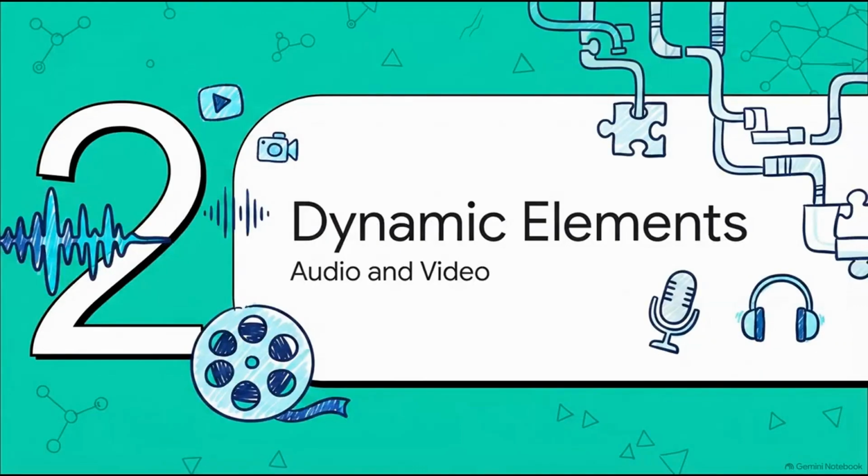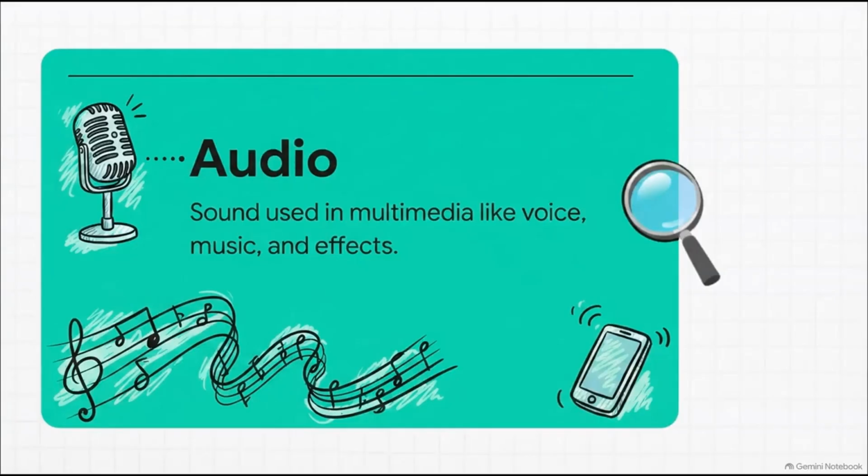Moving on to Section 2, Dynamic Elements, Audio and Video. So the first dynamic element we hit is audio. Audio brings the vital dimension of sound into multimedia, and this is a huge category. It includes voiceovers, exactly like the one you're listening to right now, along with background music, and even those incredibly satisfying little sound effects you hear when you get a notification ping on your phone.